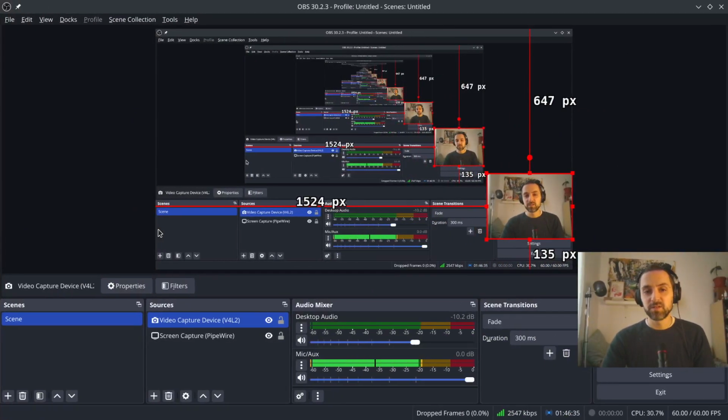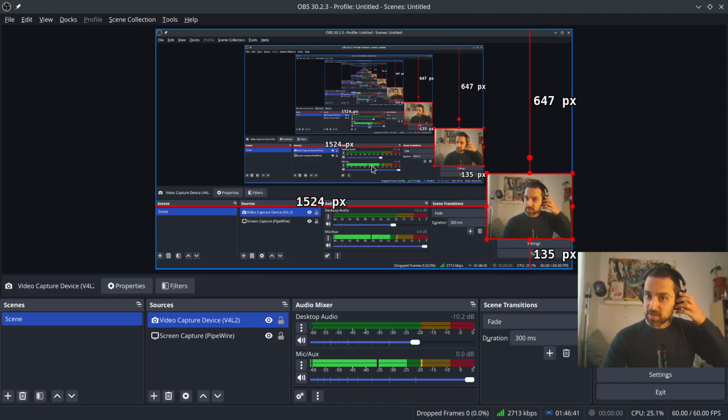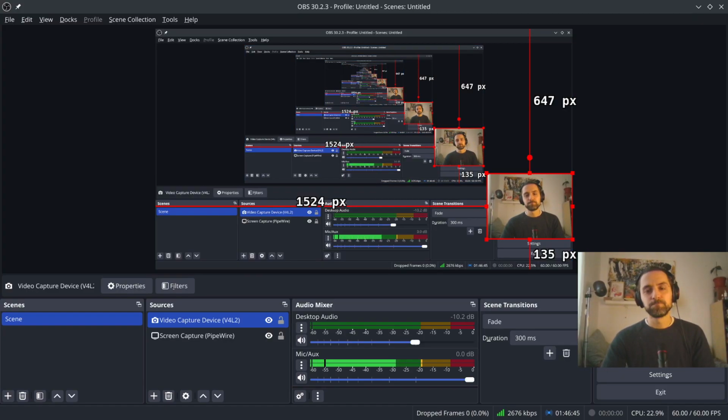Okay, so dropped frames. I'm not dropping frames. I was dropping frames when I was on GNOME. I don't know. Okay, bye-bye.